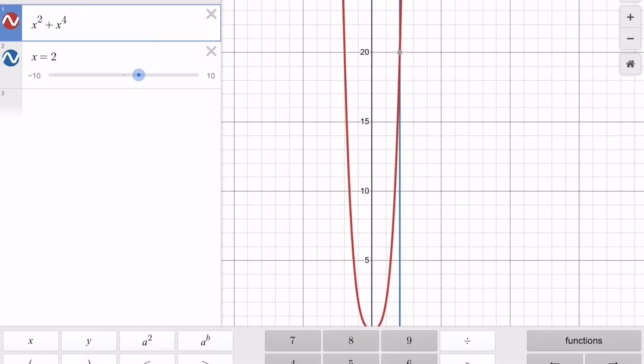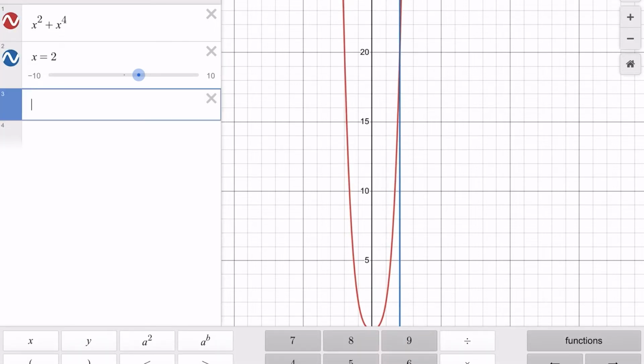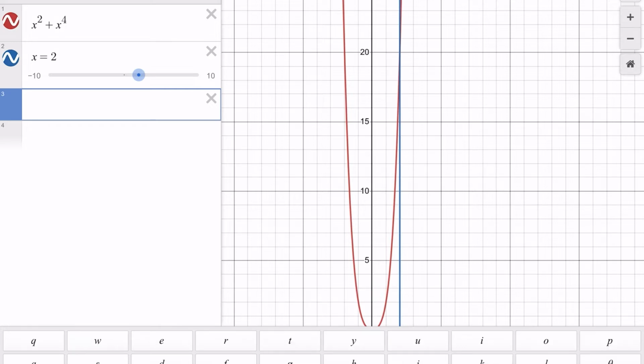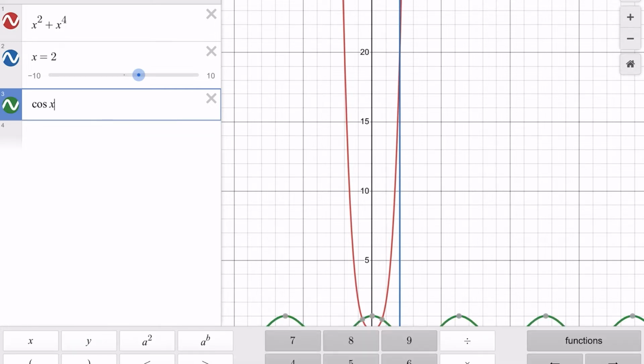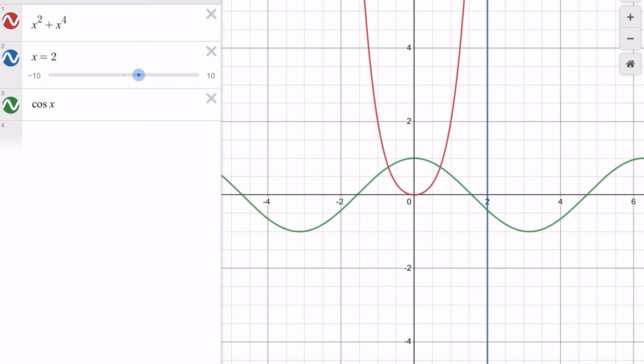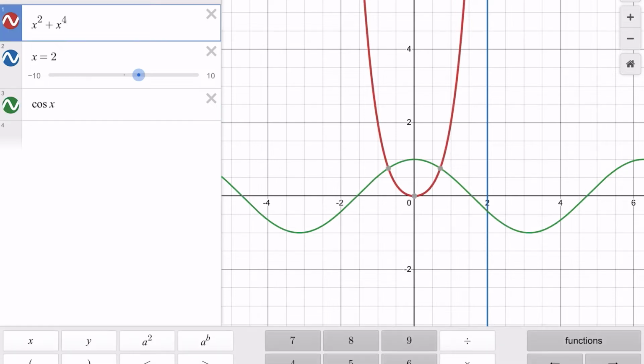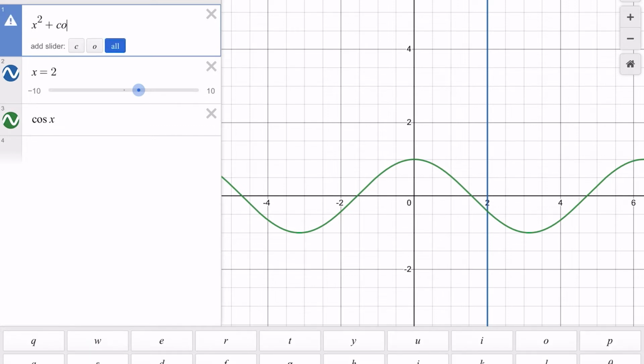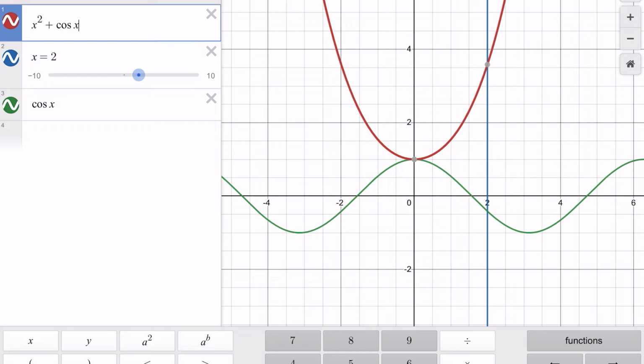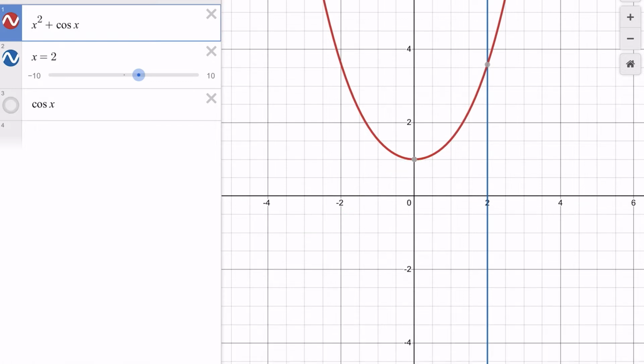Think of trig functions. Cos x. Cosine x is an even function. It's got that symmetry. Whatever x value I take on the right hand side, so for example x equals 2, the y value at x equals negative 2 is exactly the same. And so if I add x squared, an even function, the parabola, to the cosine function, I will still have an even function. Okay, so if you add even with even, you get even.